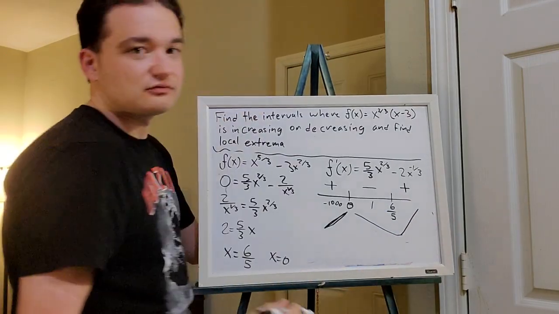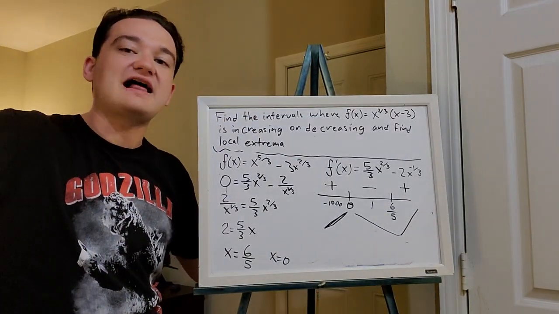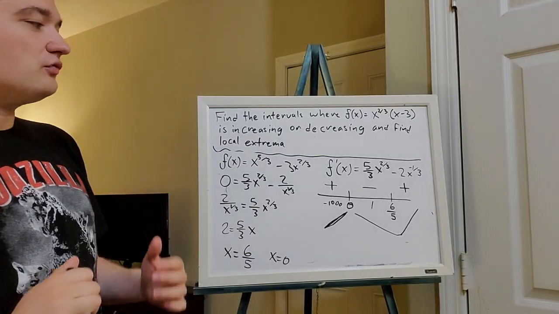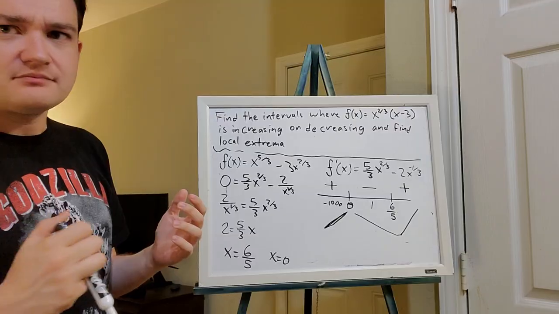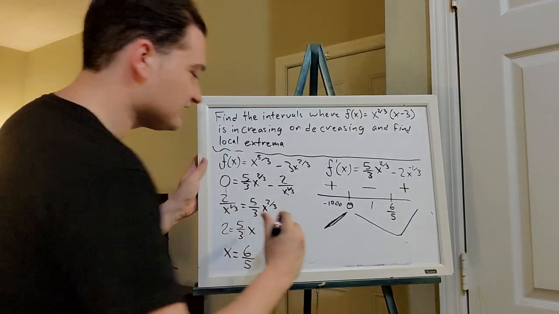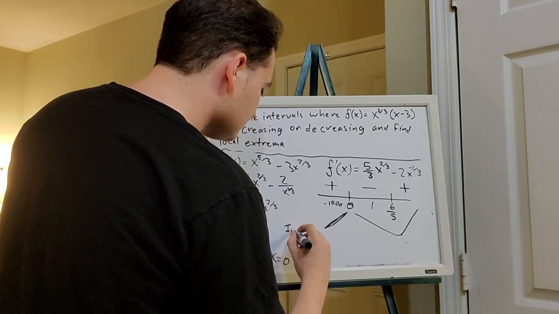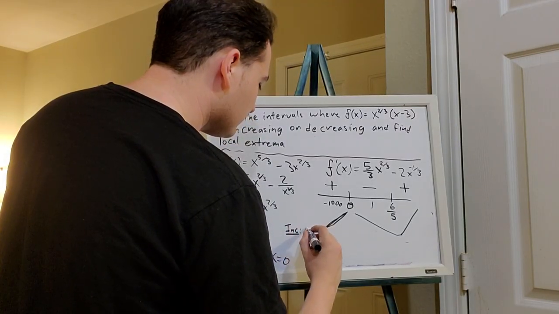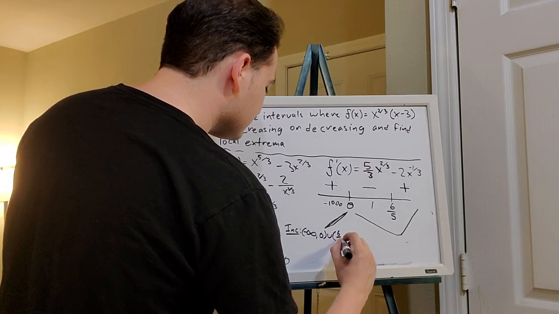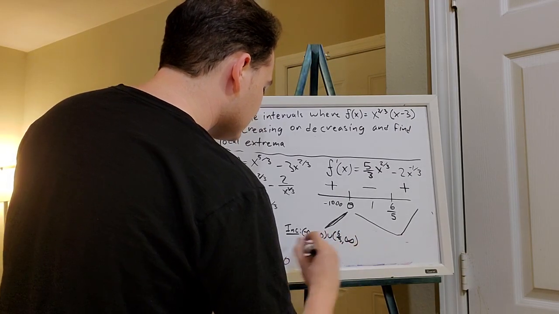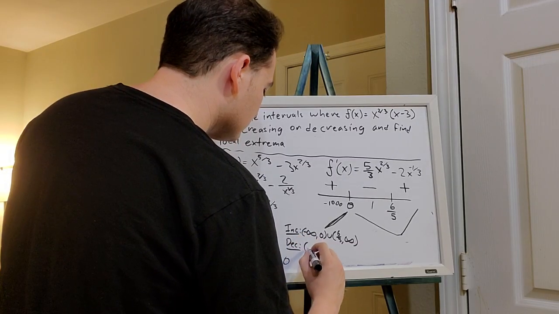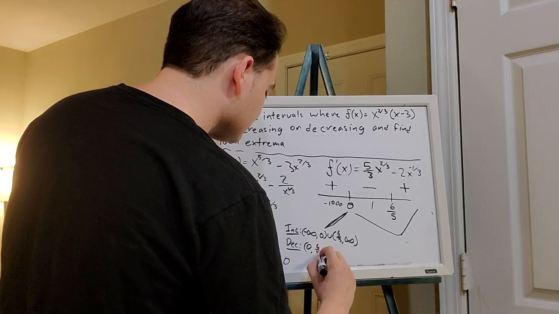And we're increasing for all the x values past 6/5. Okay. So, where's our local minimum? Where's our local maximum? Do they exist at all? We know where we're increasing and decreasing. Note those down. We're increasing from negative infinity to 0, and from 6/5 to infinity. And we're decreasing from 0 to 6/5.